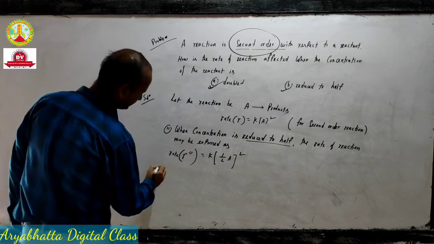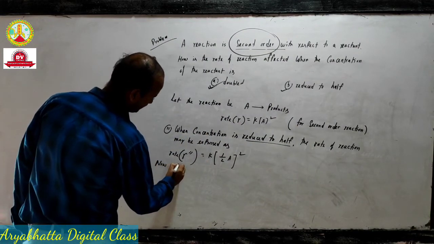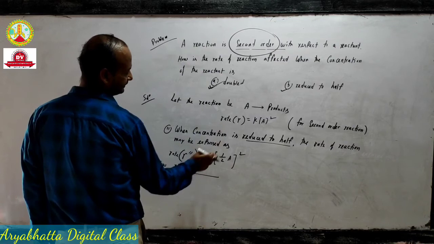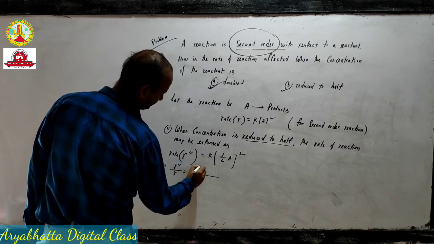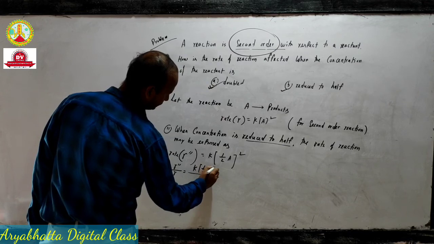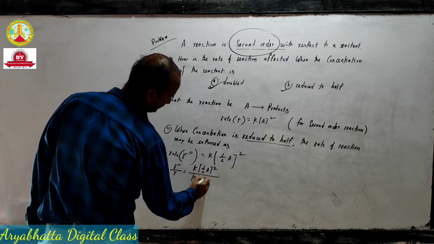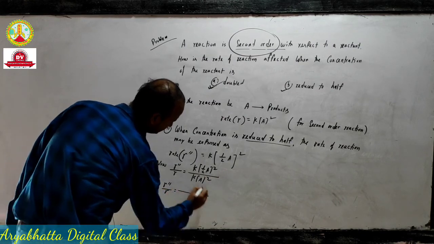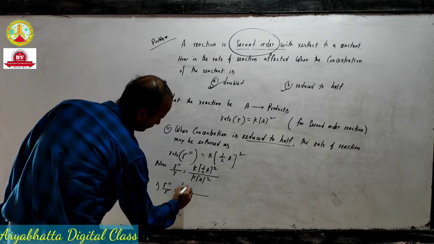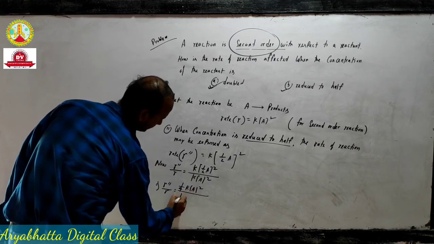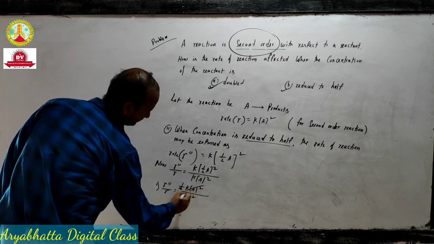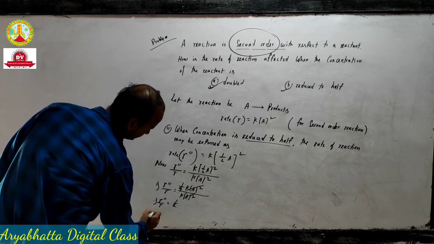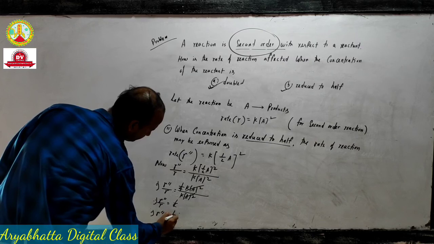Okay, now R double dash by R, this by this. This is K into 1/2 A square, and this is K A square. R double dash by R will be 1/2 whole square, which is 1/4. The remaining part K A square by K A square cancels out after solving. So R double dash by R equal to 1/4. So R double dash equal to 1/4 R.